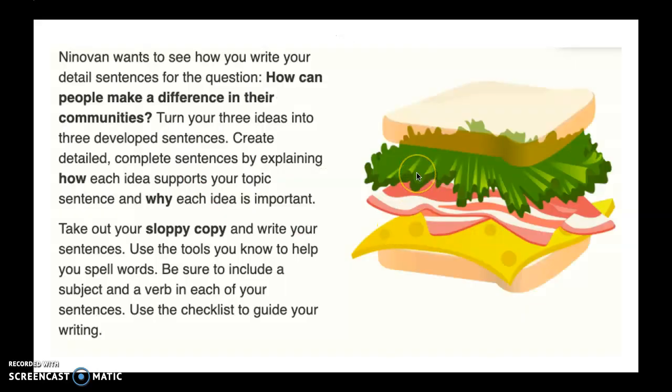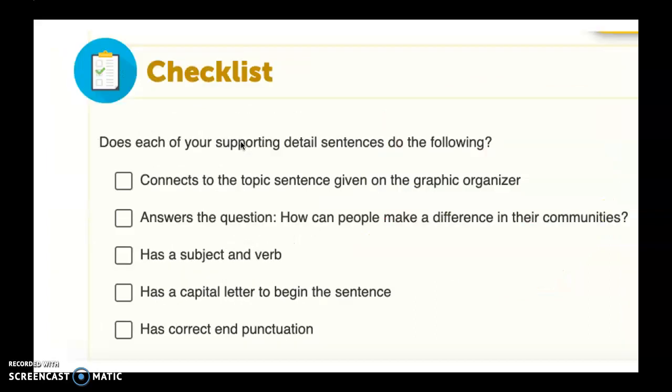Next, we want to write detailed sentences. How can people make a difference in the community? Well, we had those 3 good ideas that we came up with, but now we want to create them into complete sentences and explain how those ideas support our topic sentence, why each idea is important. So we're going to take out that sloppy copy paper again, and we're going to write our sentences. We want to make sure that we use tools to help with our spelling and make sure we have a subject and a verb in our sentences. We also want to make sure our sentences are complete with capital letters and periods at the end. So here's a checklist if you need a reminder.